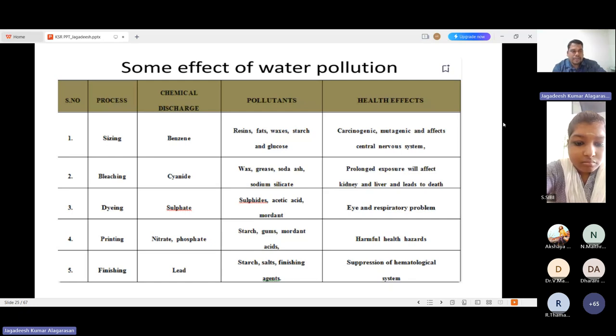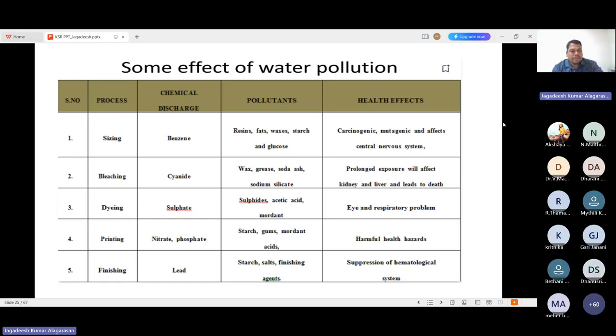During the dyeing process, it releases sulfate, and the pollutants are sulfate, acetic acid and mordants. The health effects are eye and respiratory problems. During the printing process, the chemicals released are nitrate and phosphate. It pollutes with starch, gums and mordant acids. The health effects are harmful health hazards. Finally, in the finishing stage, they release lead.